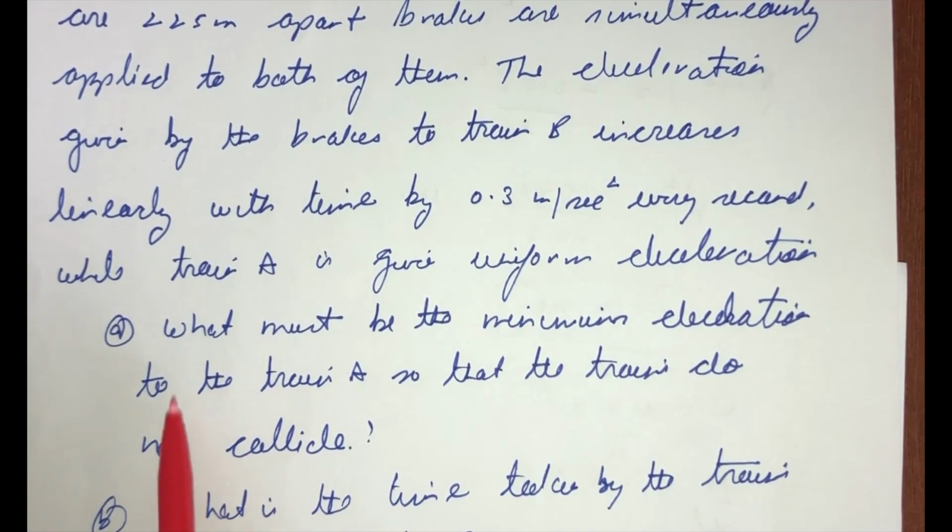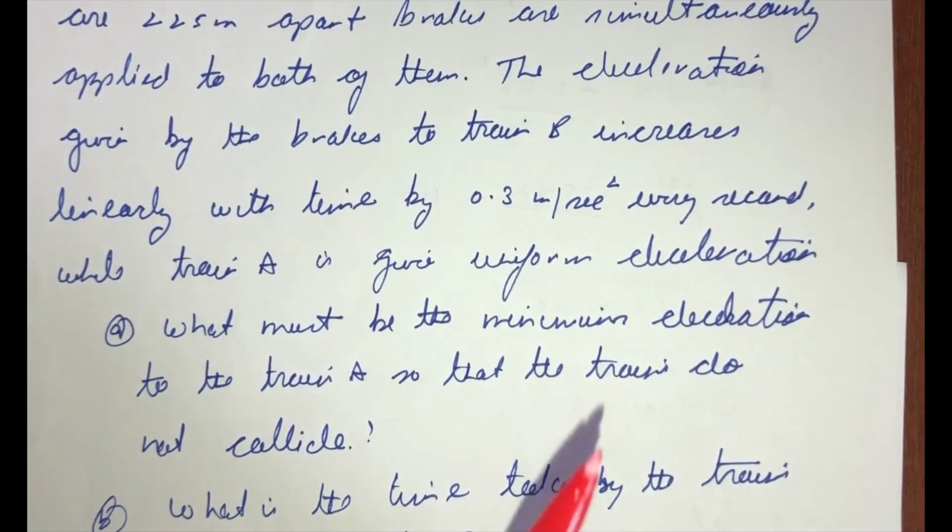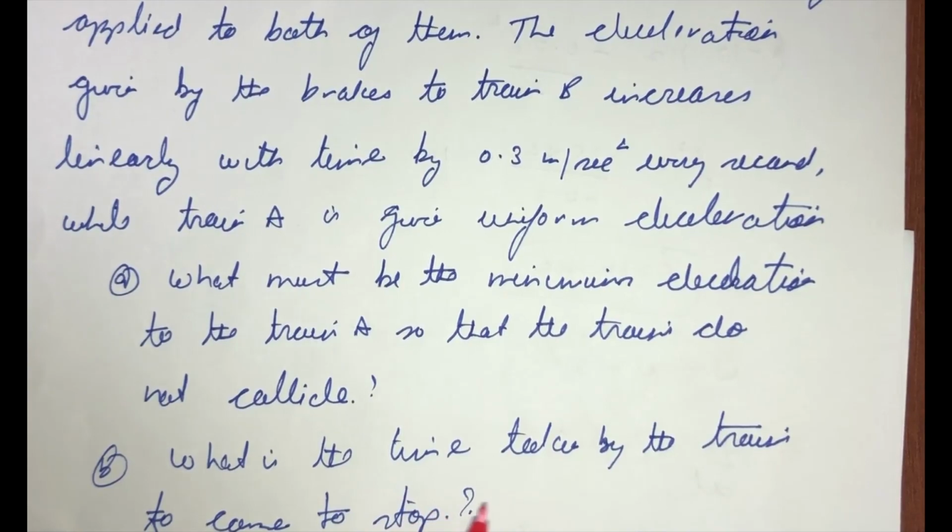So in this case we are going to find out two things. First, what must be the minimum deceleration of train A so that the trains do not collide, and second, what is the time taken by train B to come to a stop.